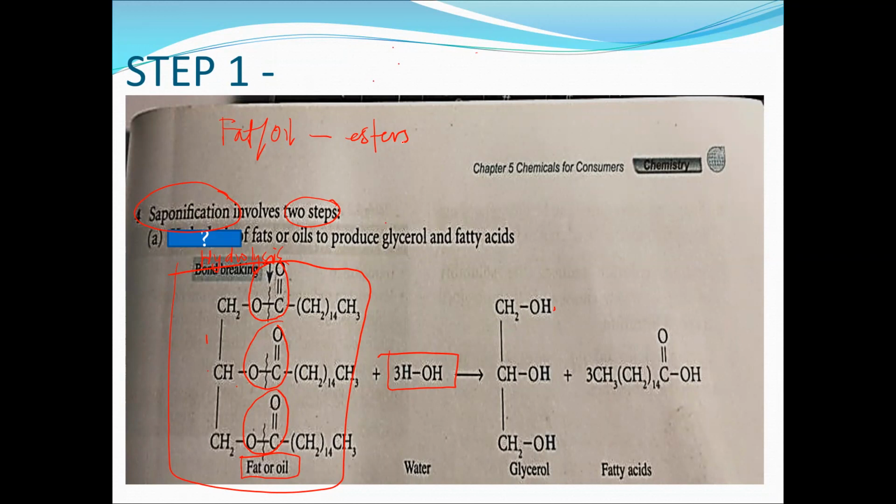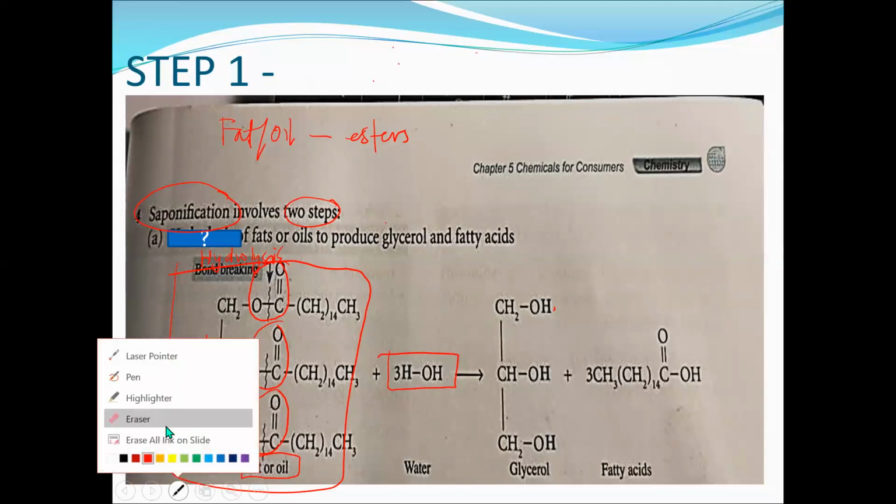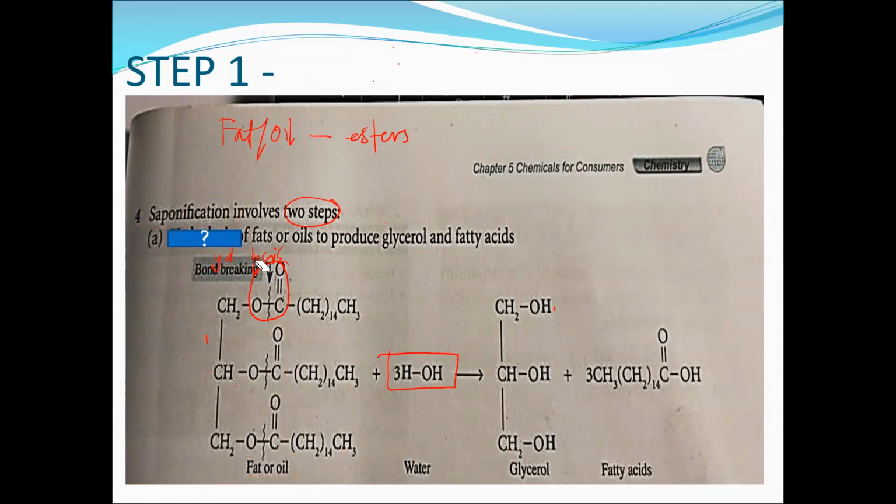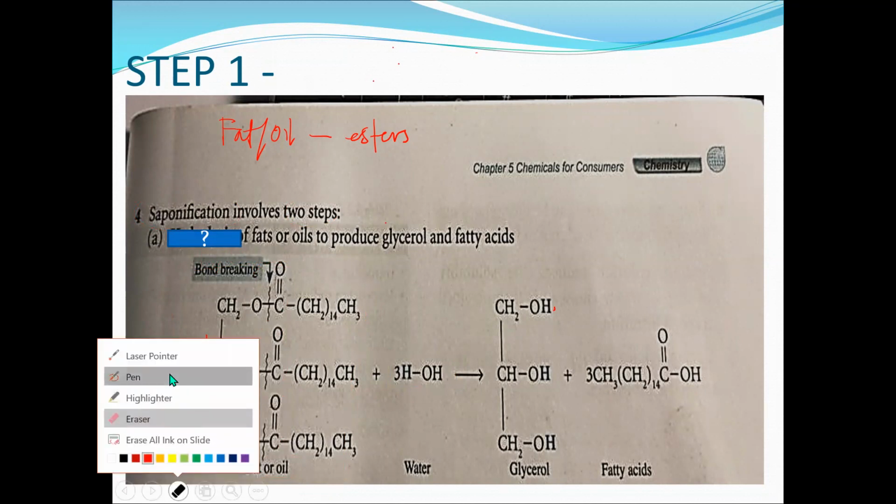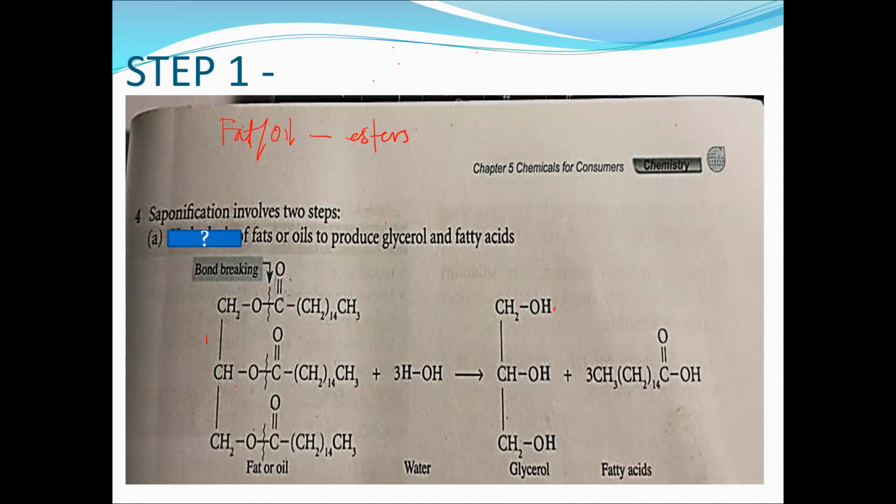Okay, step number 1 in saponification is I am going to add water. Let's look at how teacher is adding water here. I'm not redrawing, but I want each one of you to draw for me fat and oil on a piece of paper now. All of you. I'm giving you some time. Hydrolysis is step 1. Yes, hydrolysis is step 1, Taran.